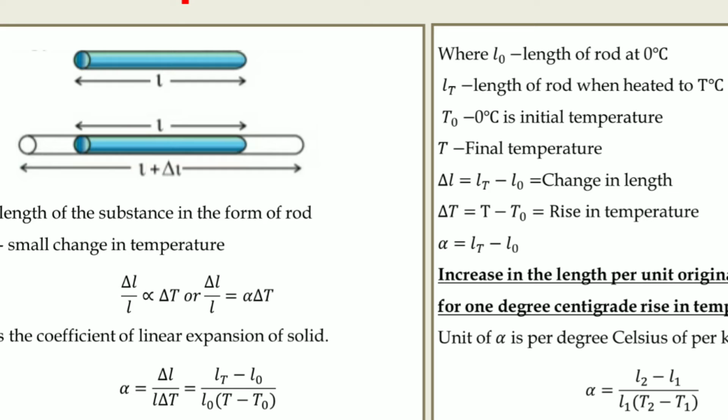You can see L is the length of the substance in the form of a rod. Here we are studying linear expansion, that is why we are going to take a rod having length L. Then what is delta T? A small change in temperature. T is the temperature at which the rod has length L, and if you increase the temperature a little bit, delta T is the change in the temperature.